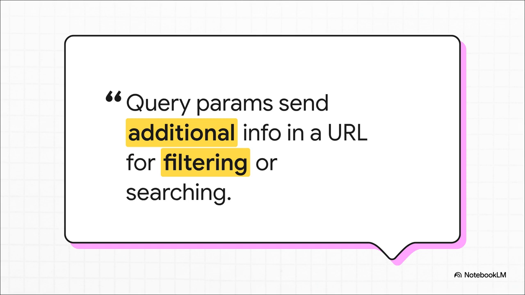Query parameters, on the other hand, are all about sending optional extra information. They live after that question mark in the URL. So, a request to /search?q=John is telling the server, okay, I want to do a search, and the thing I'm searching for is John. This is absolutely perfect for filtering, sorting, or searching through huge collections of data.